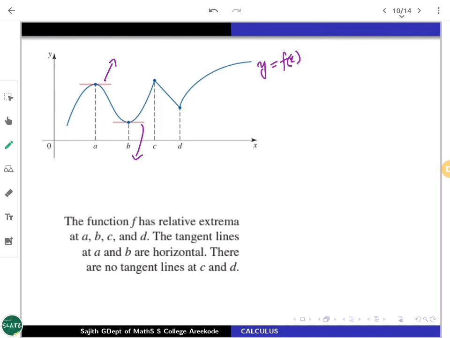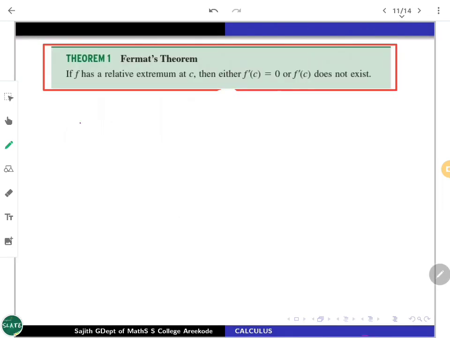Either maybe the derivative exists and is 0, otherwise it does not exist. It is in fact true. That is called Fermat's theorem. Fermat's theorem says that if f has a relative extremum at C, then either f dash at C is 0 or f dash C does not exist. This is what it says. So let us look at the proof quickly.